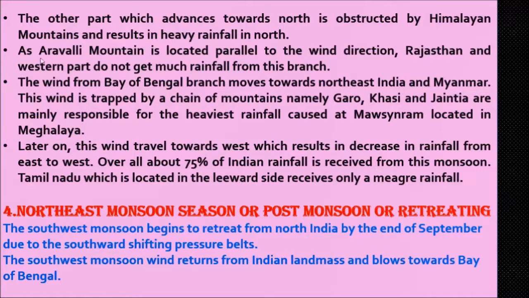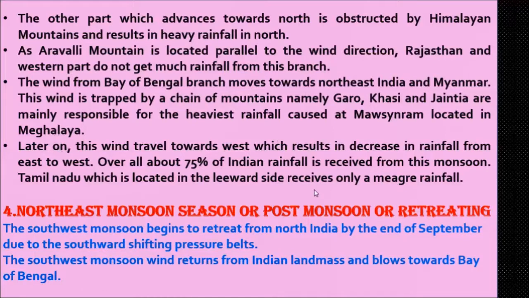Till now we have spoken about the wind passing from the Arabian Sea. Now we are talking about the wind from the Bay of Bengal branch, which moves towards northeast India and Myanmar. This wind is trapped by a chain of mountains, namely Garo, Khasi and Jaintia, which are mainly responsible for the heaviest rainfall caused by the monsoon, located in Meghalaya.